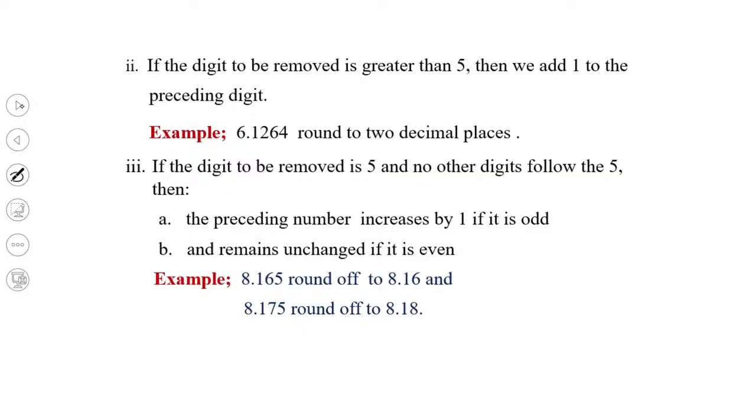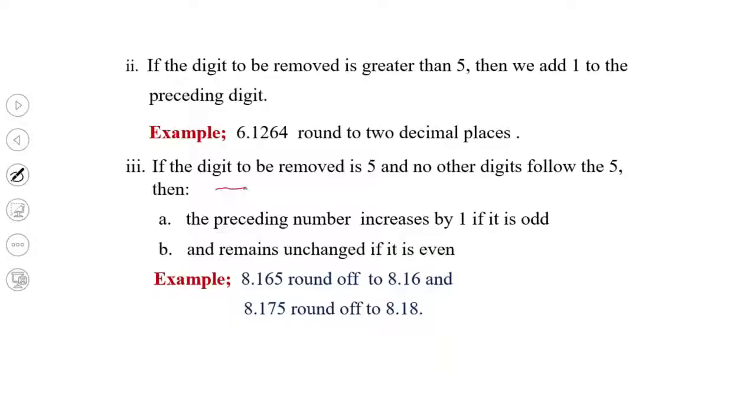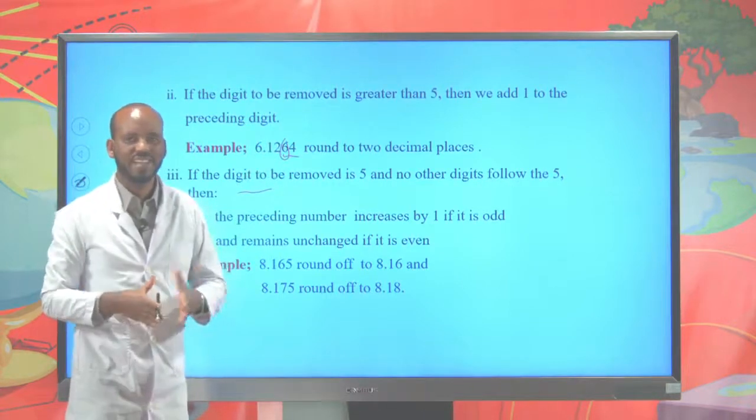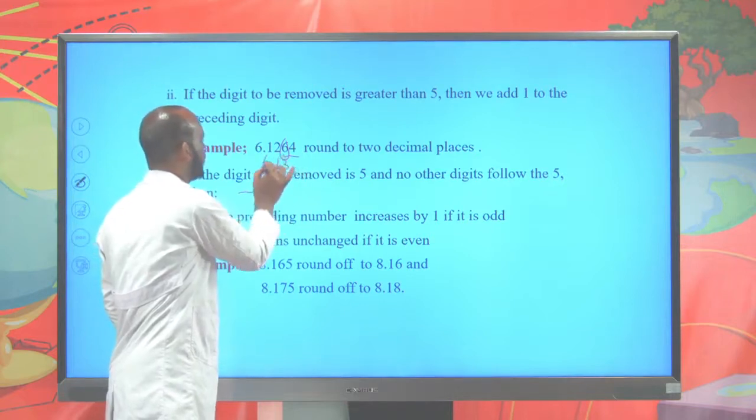Rule 2. If the digit to be removed is greater than 5, then we add 1 to the preceding digit. For example, 6.1264 round to 2 decimal places. Now the number to be removed starts from 6. 6 is greater than 5. We add 1 to the preceding digit, and this number is reported as 6.13.